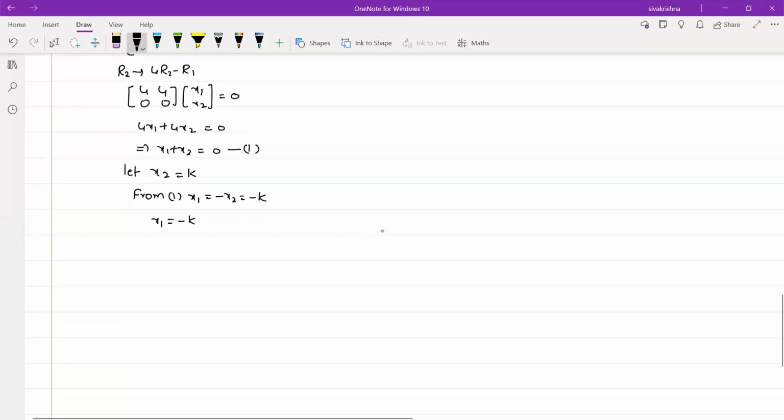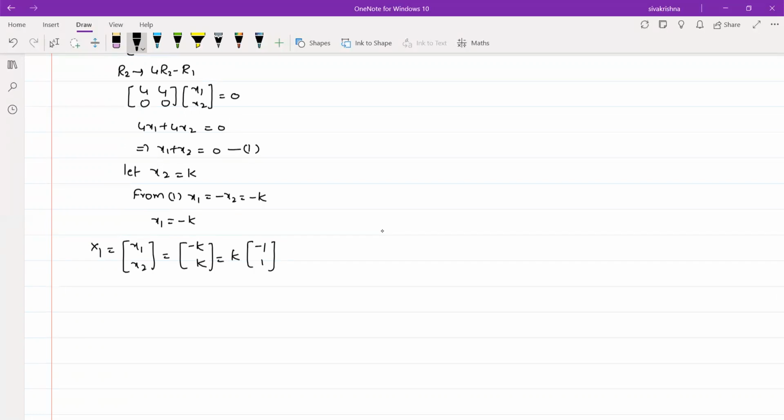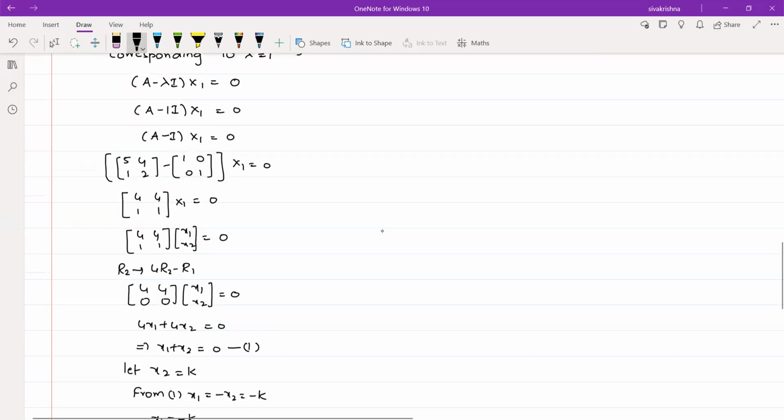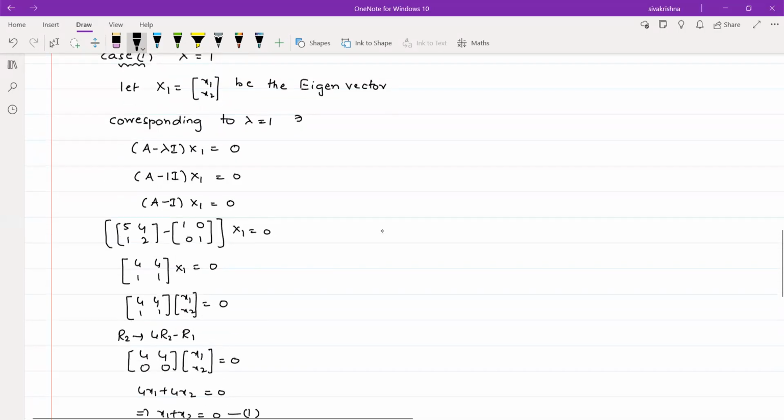Therefore, after getting x1 and x2, the first eigenvector is x1, x2, where x1 is nothing but minus k and x2 is k, and if we take k common we get minus 1 and 1. So this is the eigenvector corresponding to the first eigenvalue lambda is equal to 1. Okay, once again coming to the proof of the eigenvector. Here I have considered an eigenvector of the form X1 is equal to small x1, small x2, a column vector.